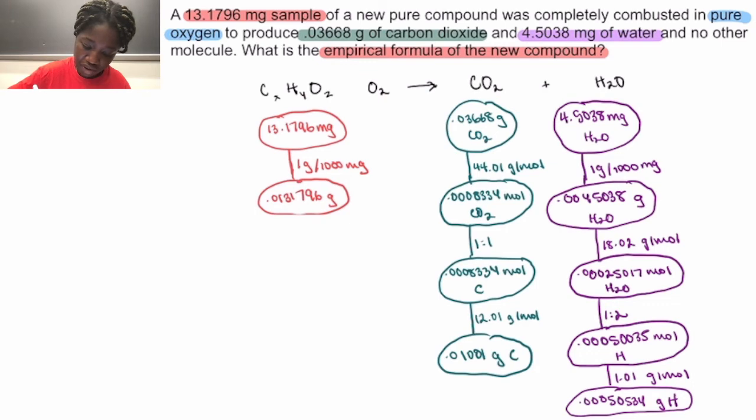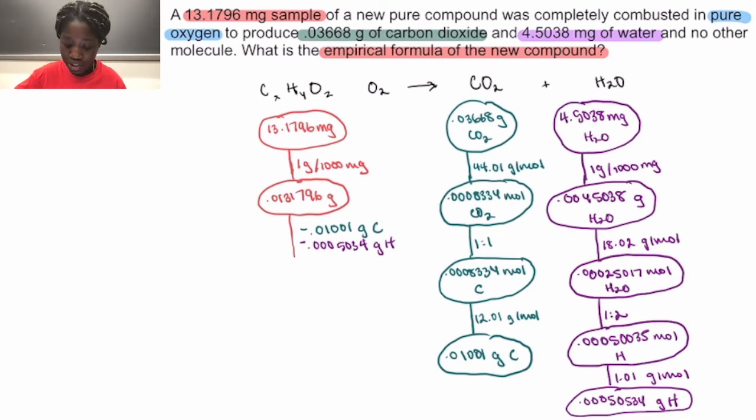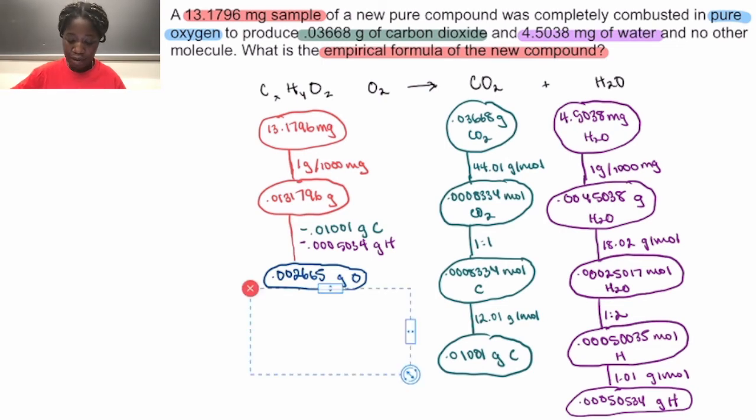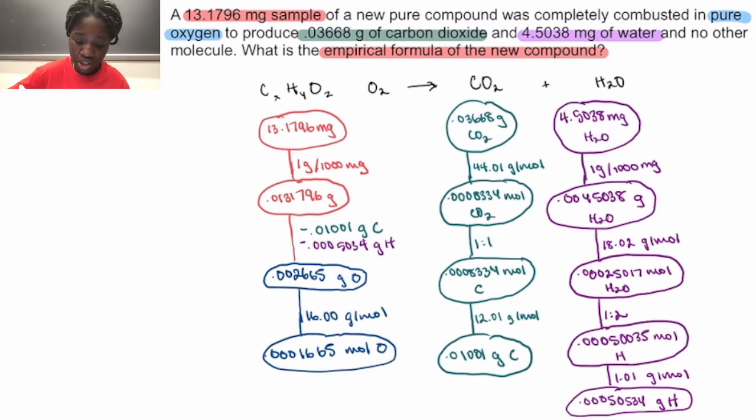So we have grams of C, grams of H, the initial grams of the sample. If you subtract these two numbers from this initial sample, you will get the grams of oxygen. So let's do the subtraction to fill in our bubble and get the grams of oxygen. And now we really did that so that we can get the moles of oxygen. So let's use our conversion factor, which is the atomic mass of oxygen found in our periodic table. So we will get that this is the overall moles of oxygen.